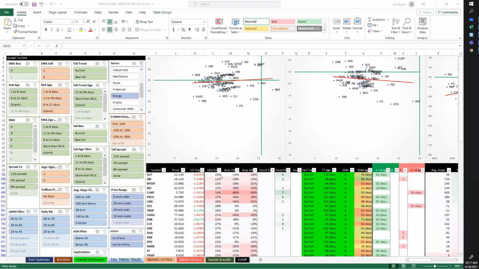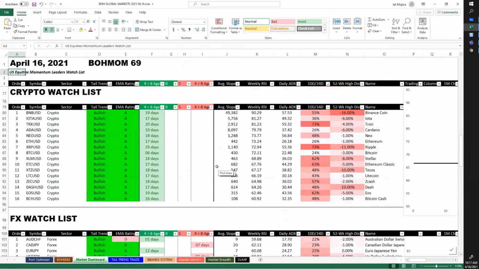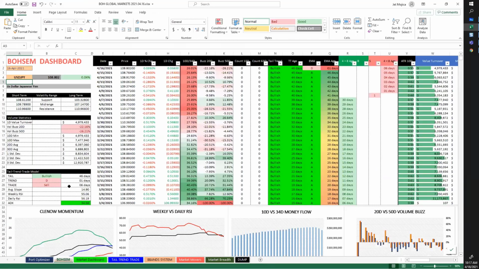everything's fine. Walang problema. Pag tinignan mo yung dashboard natin, pumunta ka sa crypto watch natin, makita mo EMA rating, all A's, 4/8, all green, wala pang sell signal sa kanila. So walang problema, objectively speaking. Let's take a look at under the hood.